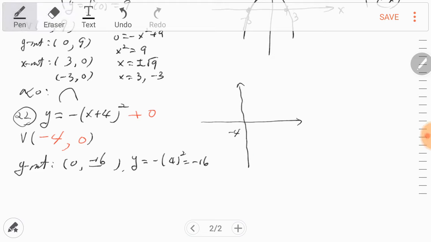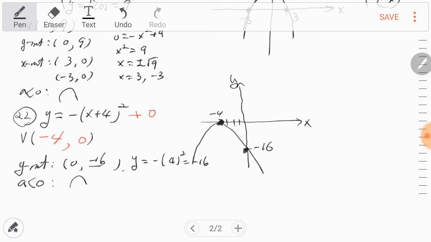Okay, x-axis, y-axis. Okay, so the vertex is negative 4, 0. So negative 4, 0 is 1, 2, 3, 4. Let's say this is negative 4. So this is the vertex, right? Vertex. And the y-intercept is negative 16. So let's say this is negative 16. And then we know that a is less than 0. So the graph is concave down. So it's going to be something like this. Right, like this.